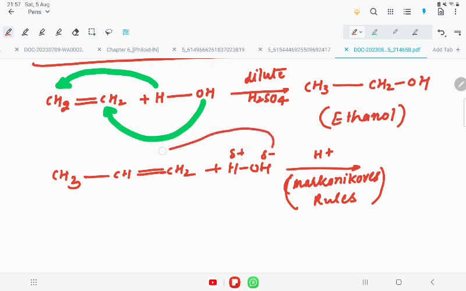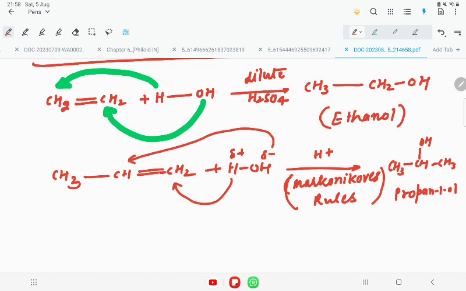So OH will go where? That is the second carbon, and hydrogen will go here. So what product are you going to get? It will be CH3, then CH, here will be OH, and this is again CH3. So what is the product, student? Propan-2-ol. This is the propanol.